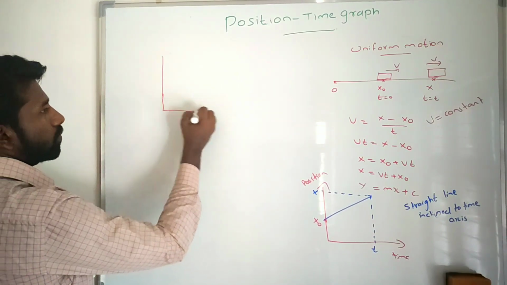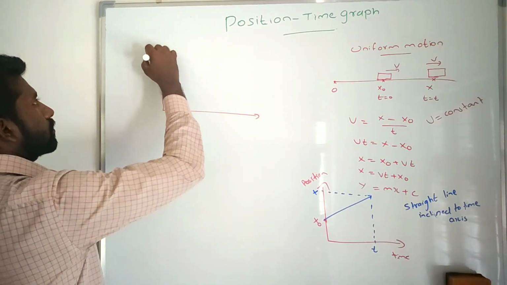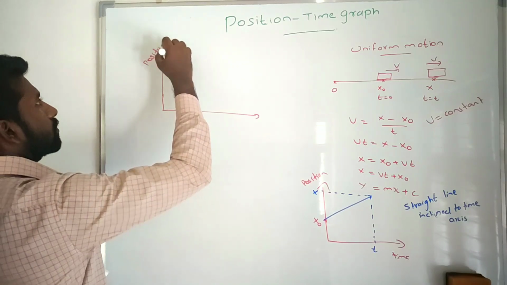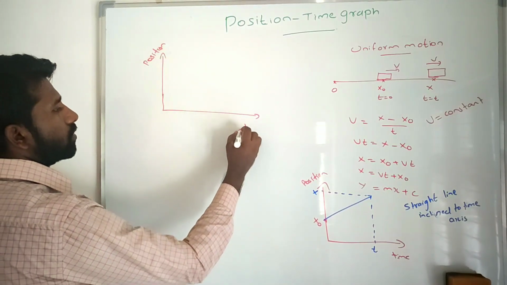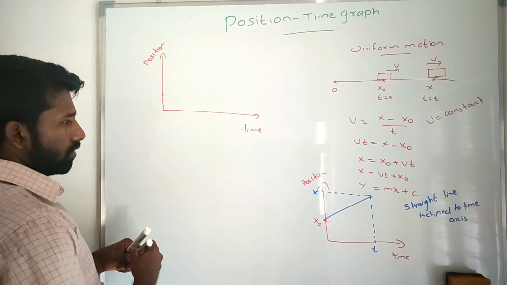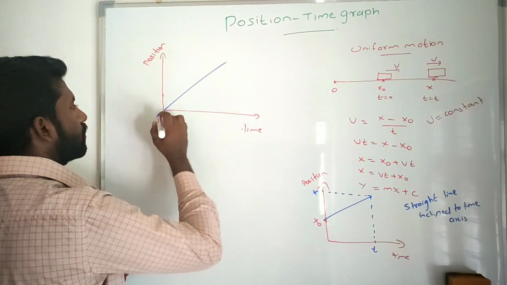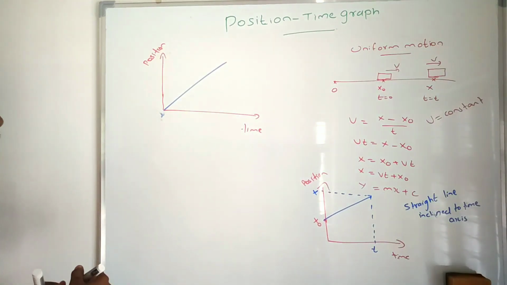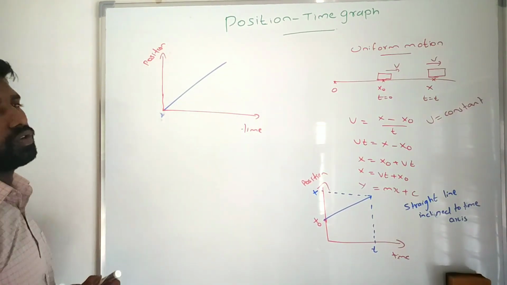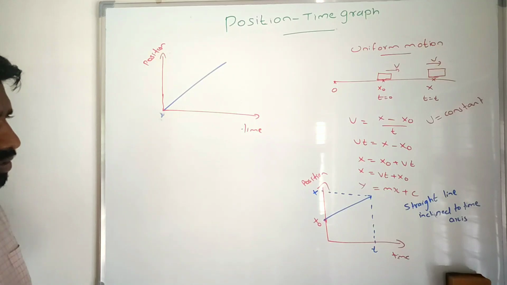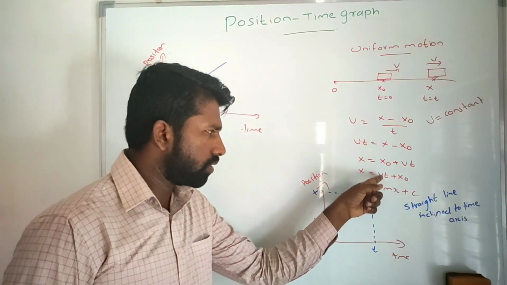Okay, this is the position time graph. The position time graph is a straight line passing through the origin. Like this you will get. So this is the position time graph for a uniform motion. Okay, so from this what did you get?